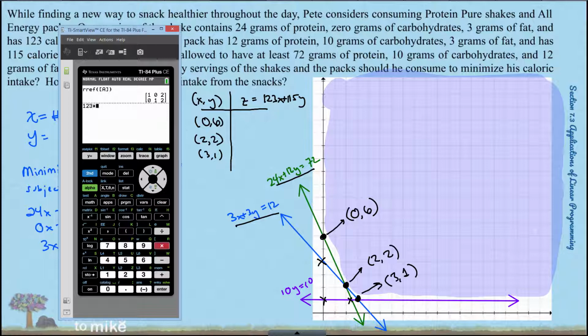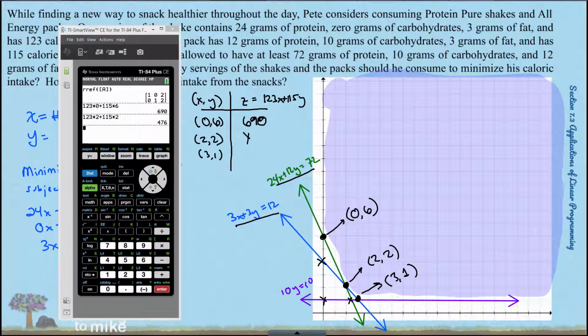You could do this manually like I'm doing right now. So 0 for X, 6 for Y. That gives me 690. And then I'm going to just hit second enter. And then I'm going to change 0, 6 to 2, 2. And that gets me 476.